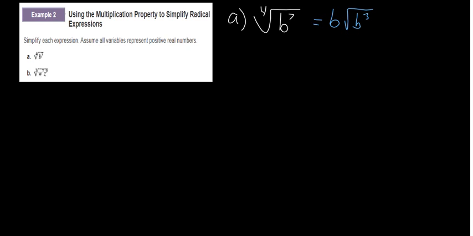Now let's do it the way the textbook probably wants us to do it. So we'll put this in yellow. We'll say the fourth root of, and we'll break it down into b to the fourth times b cubed. And then of course we know that we can make it the fourth root of b to the fourth times the fourth root of b cubed. And then what is the fourth root of b to the fourth? That's b, and then the fourth root of b cubed.